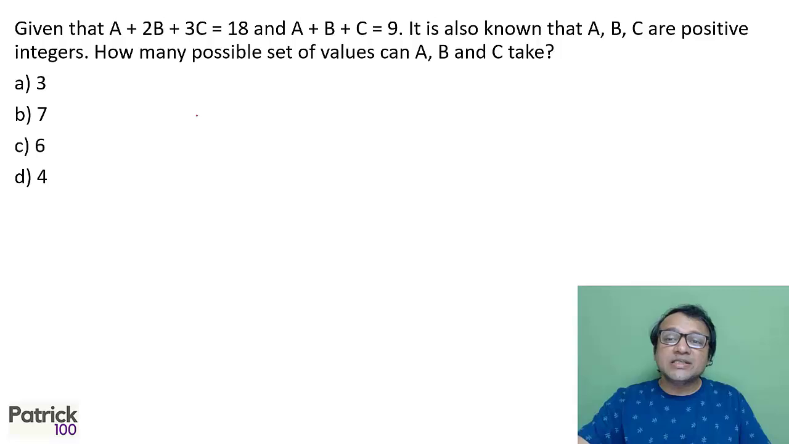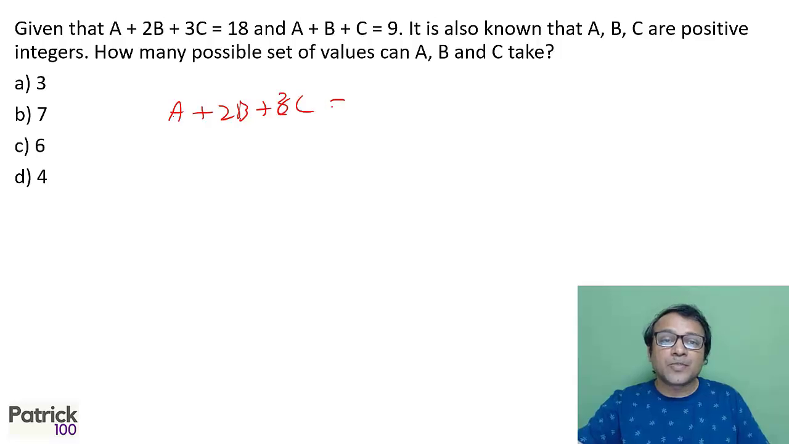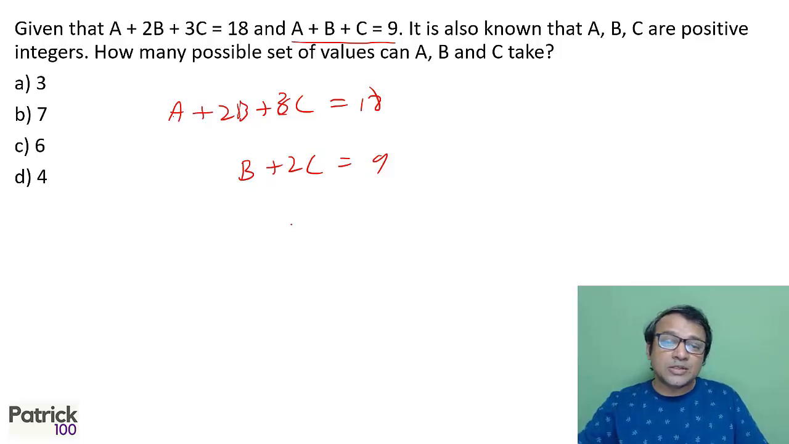A plus 2B plus 3C, and they are all positive integers. A plus 2B plus 3C equals 18. We also know A plus B plus C is 9. Remove that from here. What we'll get is B plus 2C equal to 9. If I remove A plus B plus C, 9, B plus 2C is 9. Positive integers, so put a value. If C is 1, B will be 7. So in that case, A will be 1.